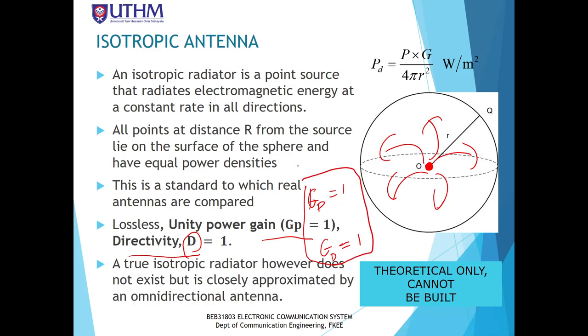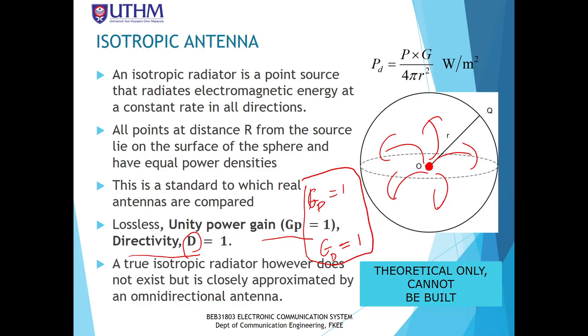So later, maybe next week, I will explain to you about the concept of power gain and also directivity gain. Okay. Because in antenna, we have two kinds of gain. Kita ada dua jenis gains. Okay. The first one is a power gain. The other one is a directivity gain.